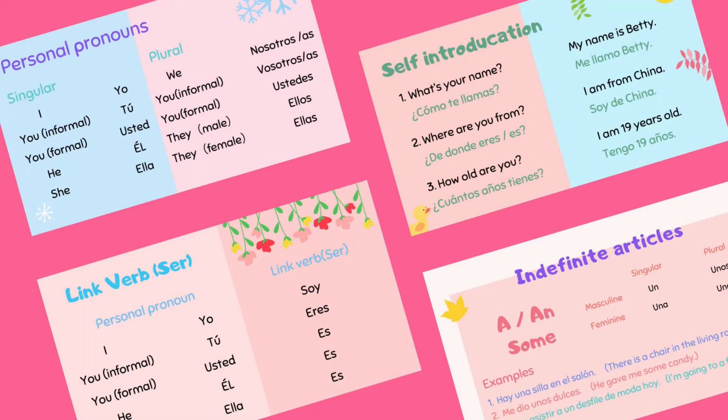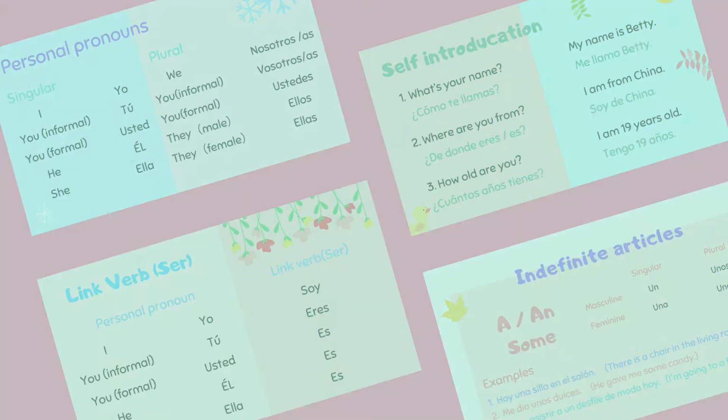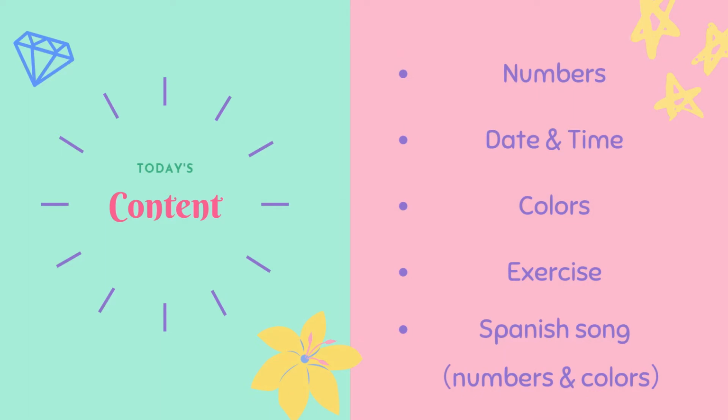This is our third lesson. In our second lesson, we learned about personal pronouns, link verbs, indefinite and definite articles. Do you remember? If you do not, you can review our last video. In today's lesson, we will learn about numbers, date, time, and also colors. And there are also some exercises for you to consolidate the knowledge.